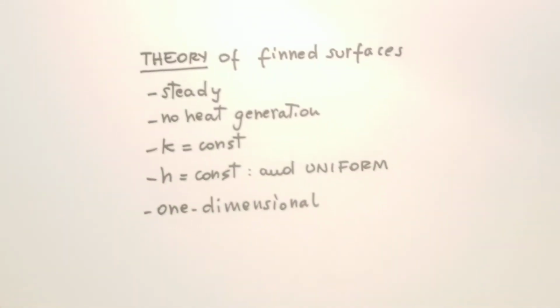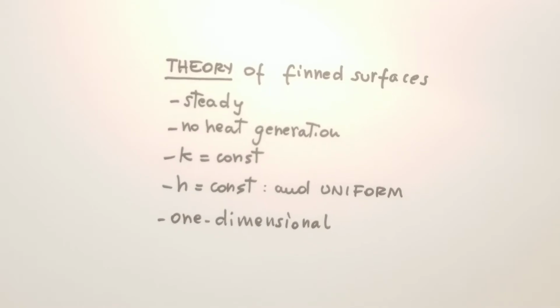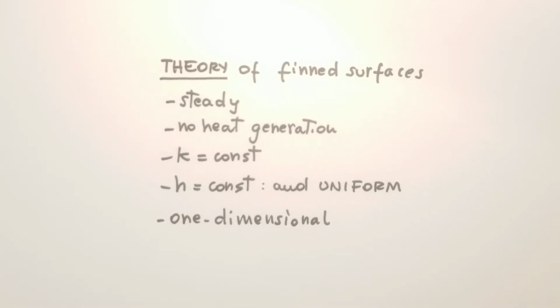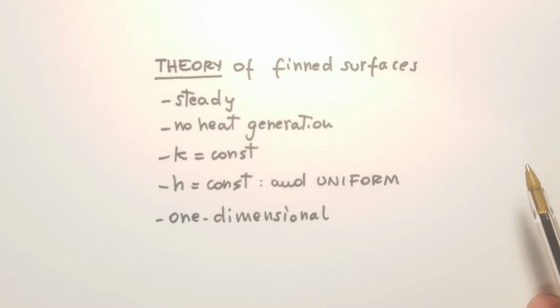So to study the theory of thin surfaces, we have to make some assumptions. First of all, we consider steady heat conduction and a system with no heat generation. We have a constant thermal conductivity, and we have a uniform and constant convection coefficient h. And we treat the problem as one-dimensional. And we can do that because, as we said before, fins are usually very thin and slender in geometry.